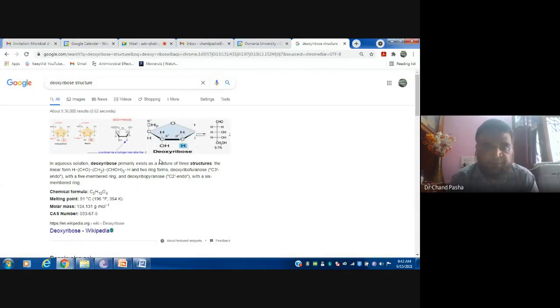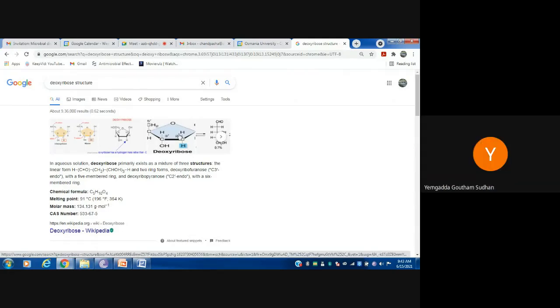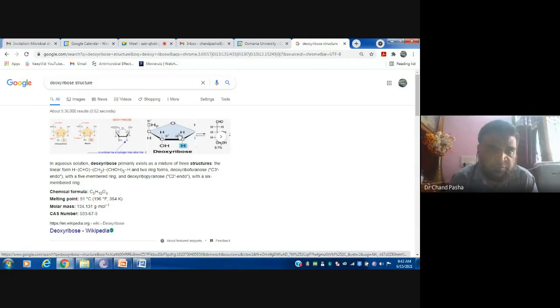You can see here. Are you able to see the image? Yes, sir. See, in normal ribose, there are 2 hydroxyl groups, here and here. And this is 3', because it is counted from here: 1, 2, 3. At 3', the hydroxyl is being added over there.